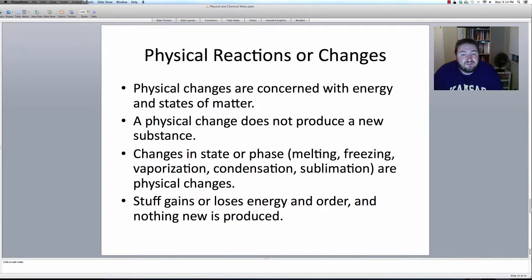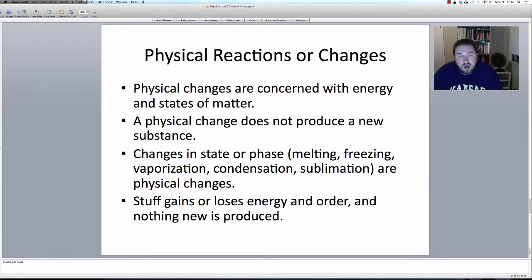So now the other one, physical reactions or changes. Physical changes are concerned with energy and states of matter. A physical change does not produce something new. Changes in state or phase, like from solids to liquids to gases, called melting or freezing, vaporization or condensation, or another fancy one, sublimation. Those are all physical changes.